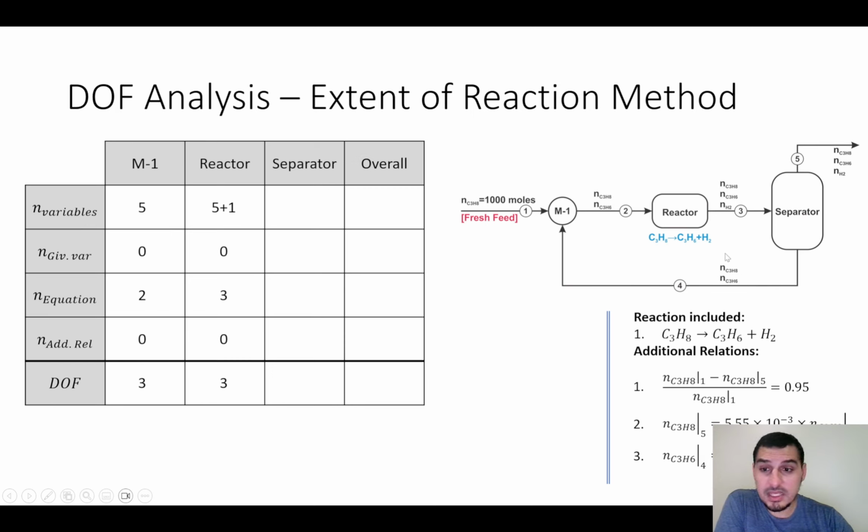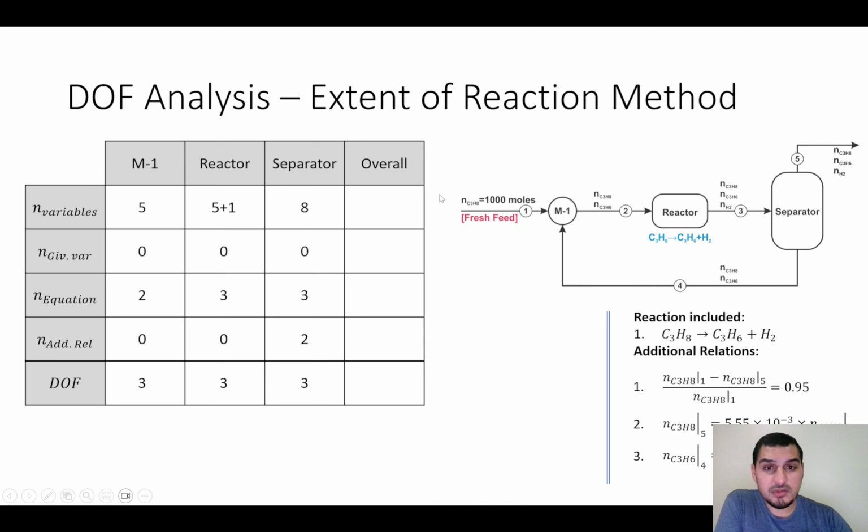We have 3 components, and the additional relations, we have 2 relations here, which are the last 2 additional relations. So this will make the degrees of freedom also 3. Now for the overall loop, we have 1, 2, 3, 4. So we have 4 variables, and there is a reactor inside. So this is going to be included here. So we'll add 1. So it is 4 plus 1.